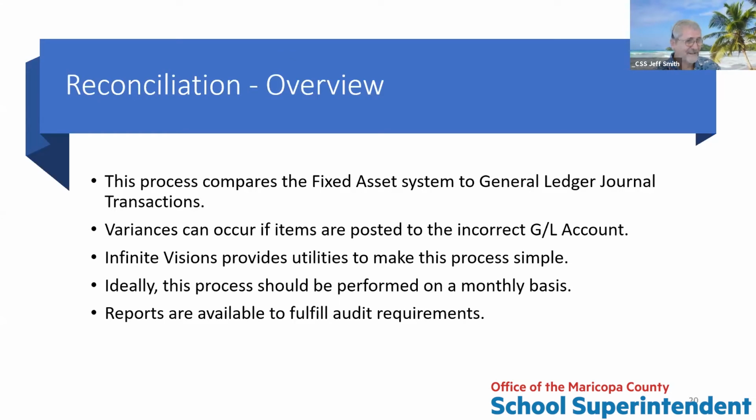Reconciliation, that's the next big thing. Reconciliation compares the fixed asset system to your general ledger journal transactions. So sometimes variances can occur, and they can occur for different reasons. Maybe something is posted to an incorrect general ledger account code. Could be that something was purchased, but it wasn't entered on the general fixed asset side. There are some utilities that Visions allows you to make this process simple.